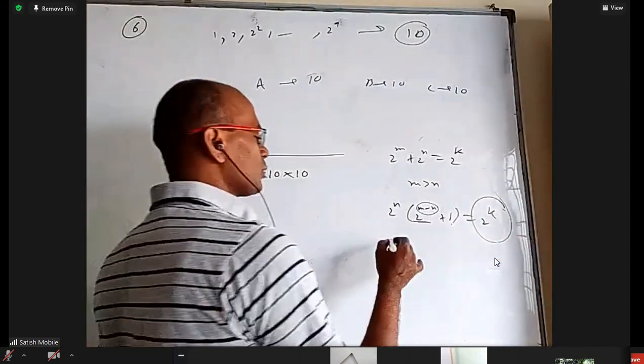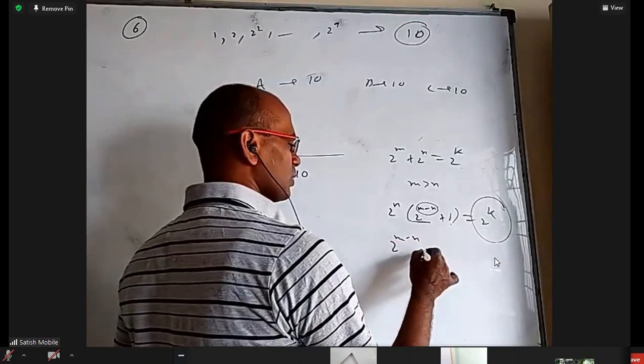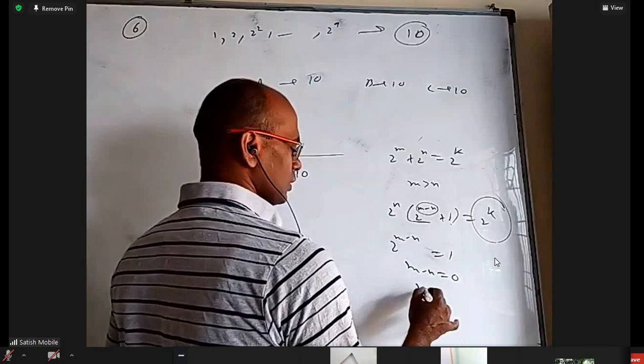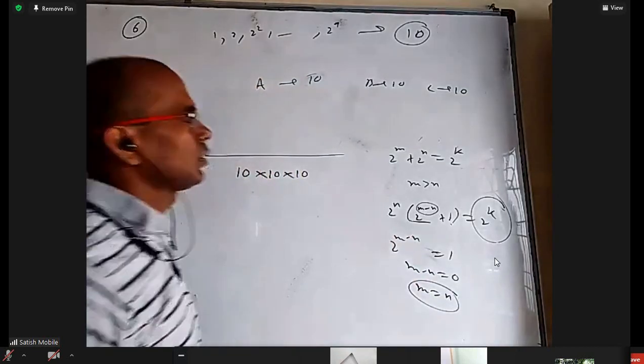So you have to be able to prove that 2 power (m minus 1) plus ... must be 1. So m minus n must be 0. So m must be n. Okay, now it is very simple.